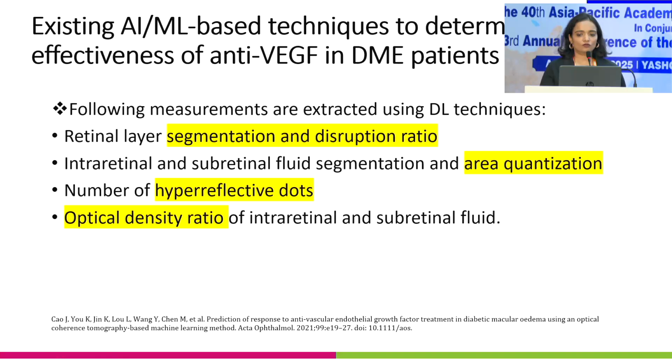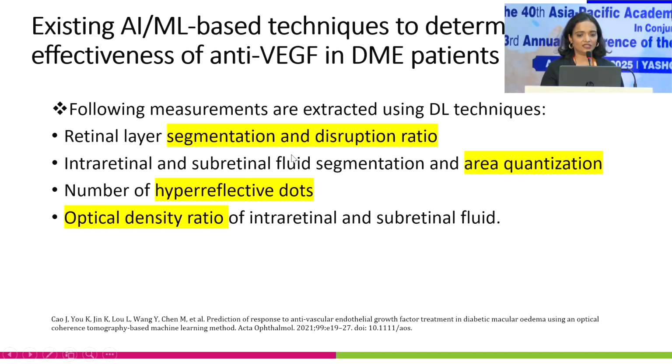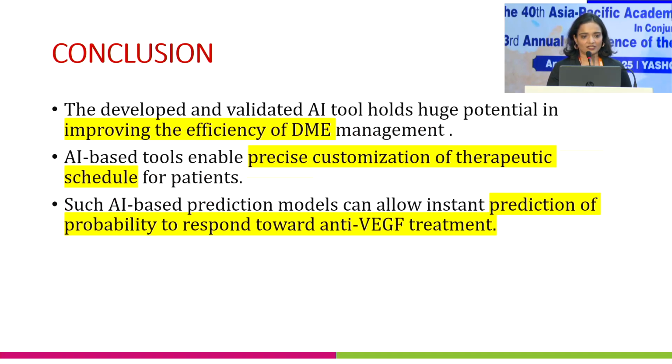So we are also looking into whether AI can detect changes not visible to manual graders, and that is something like retinal layer segmentation and disruption, exact area quantization in terms of nanoliters, which obviously we cannot see, number of hyperreflective dots, optical density ratio, whether there is a difference in the optical density in intraretinal and subretinal fluid, and the classification of anti-VEGF response also, like I said before.